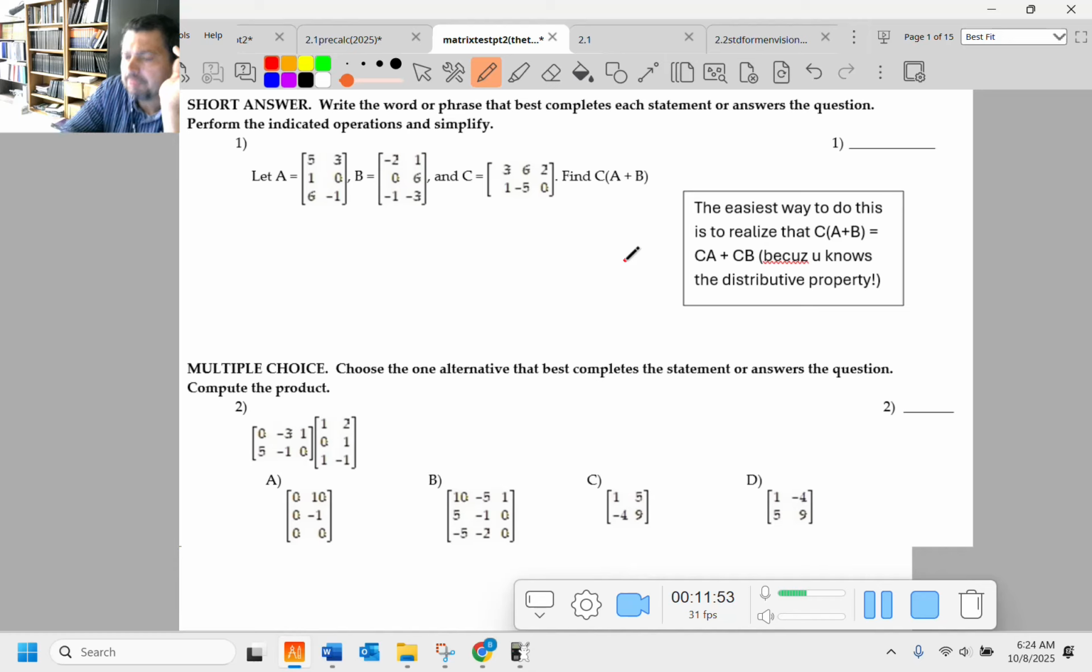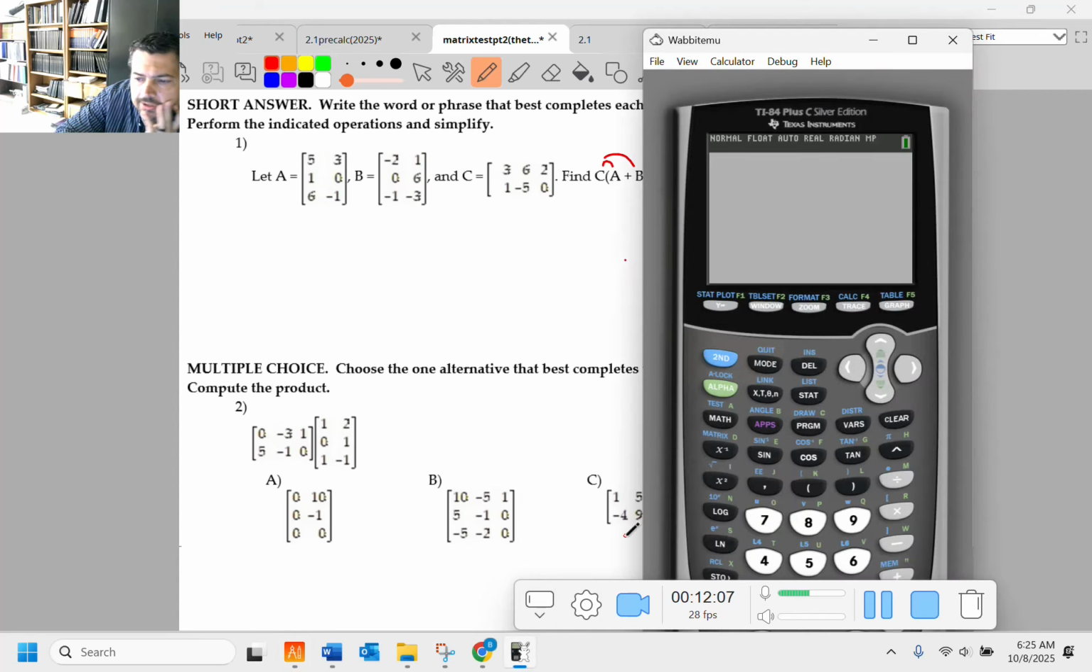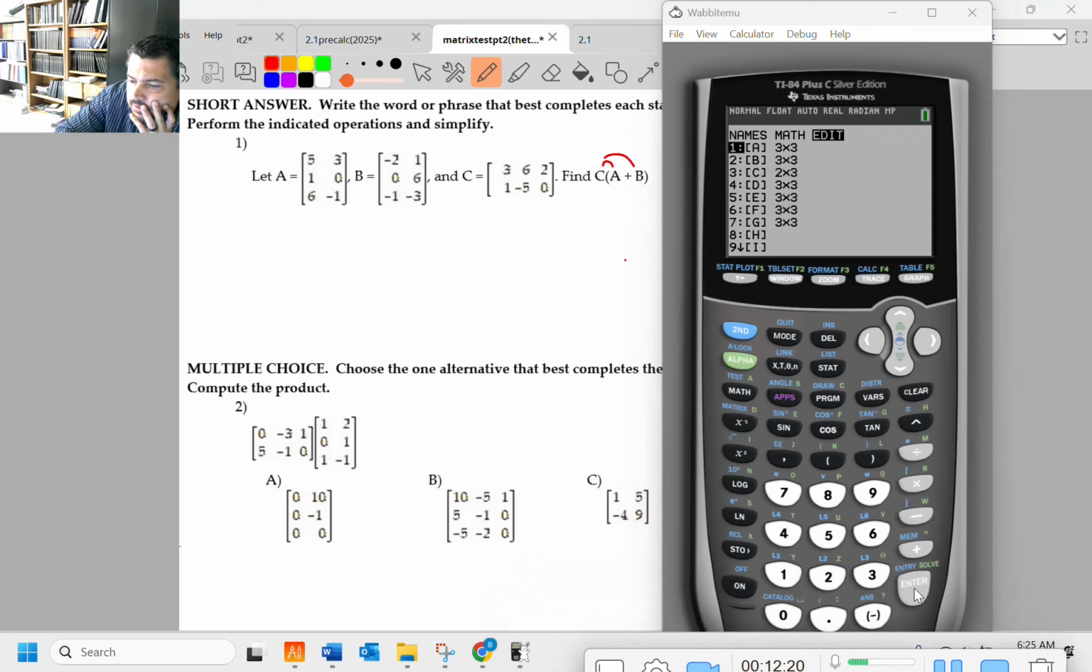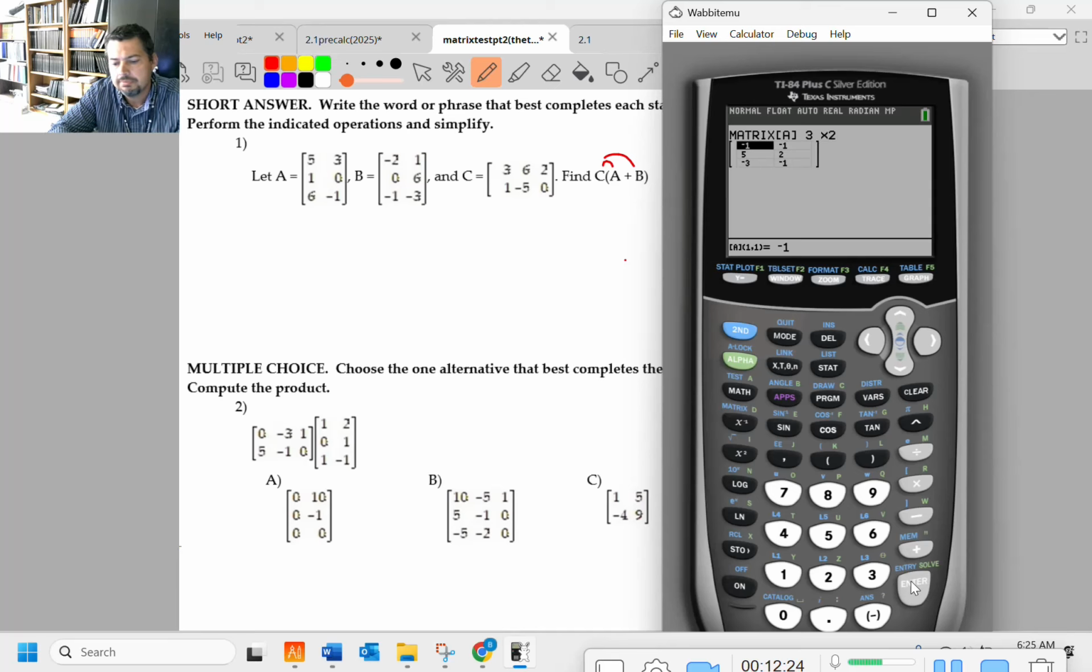I want to talk about it first. A lot of y'all did change order, and I even said you're going to do CA plus CB. You can use the distributive property, okay? And a lot of y'all changed order, and I'm not sure why you did that. I told you how to do it, but you didn't do that. You did something else. So let's go to second matrix, scroll to edit. Let me get this out of my way. And I'll start putting my matrix in. Matrix A has 3 rows and 2 columns.